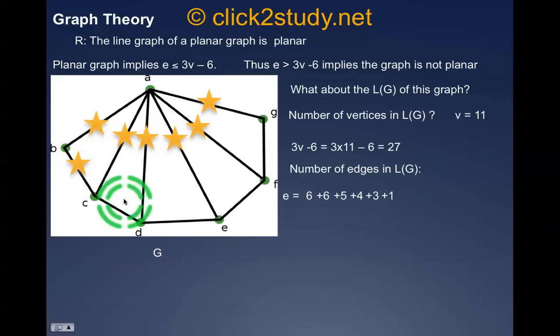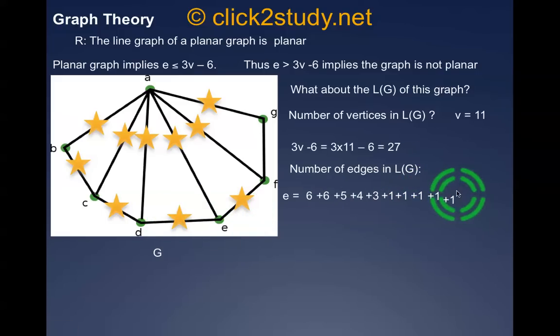What about AC? Just 1. What about CD? Just 1. What about DE? Just 1. What about EF? Just 1. What about GF? Right, 0, because when you look at this, you will find that every edge coming out of the vertex corresponding to GF has already been counted, because all these are starred. This will come out to be 29.